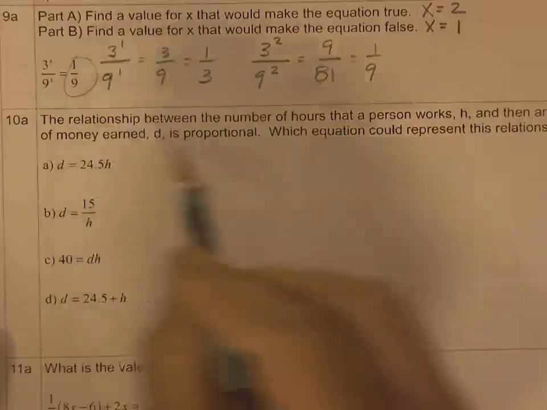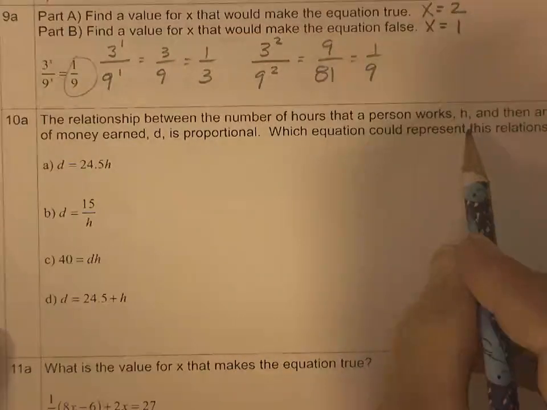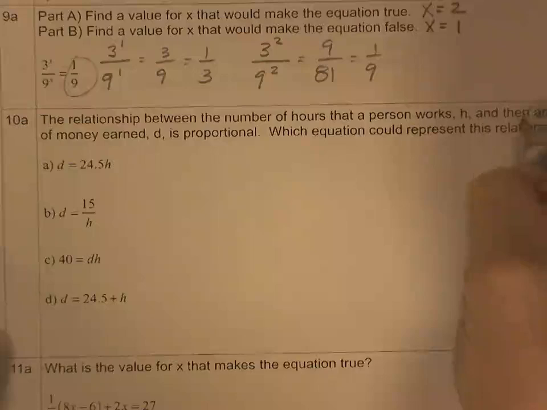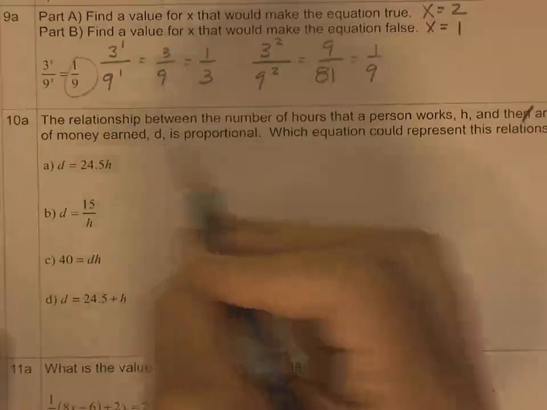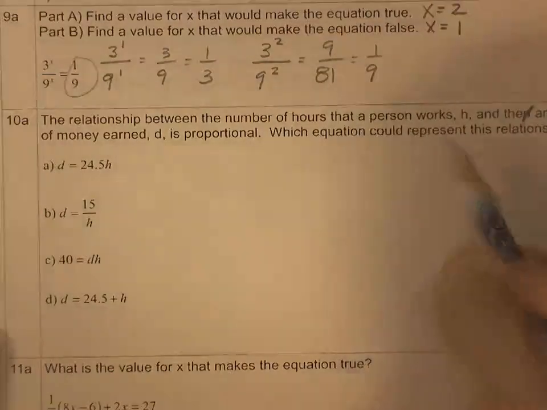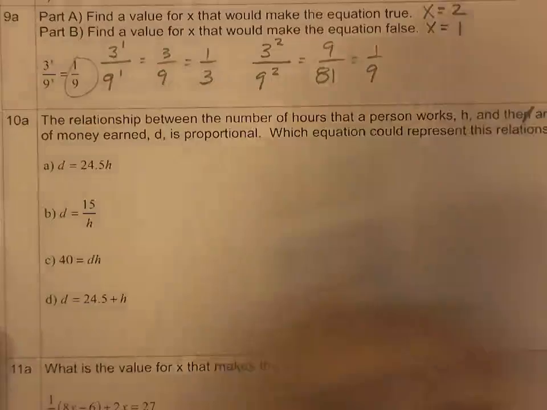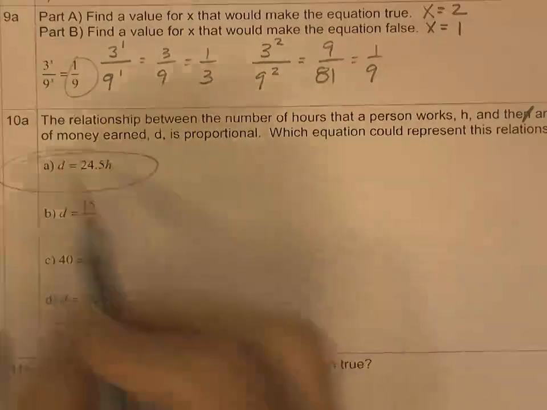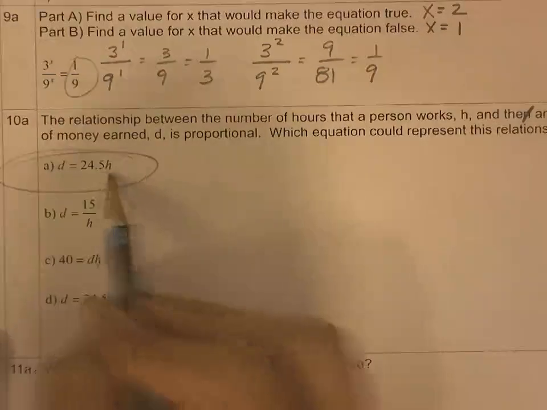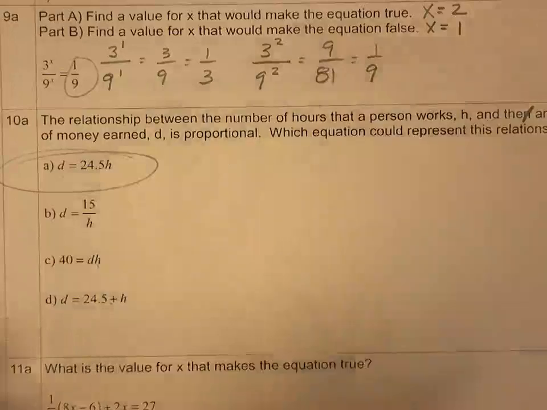The relationship between the number of hours that a person works and the amount of money earned is proportional. Which equation could represent this? It's slope-intercept. I'm looking for something that looks like y equals mx plus b. That's a linear proportional relationship. Oh, now we get to solve an equation. I'm excited.